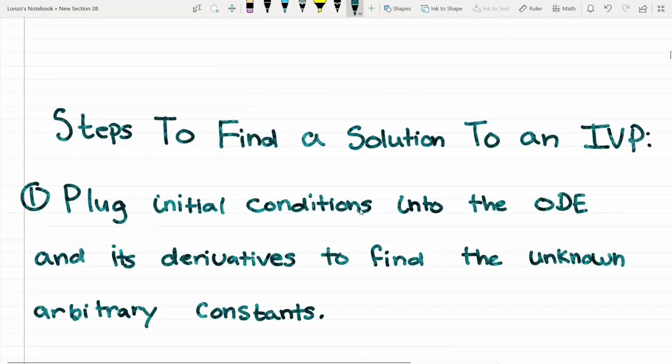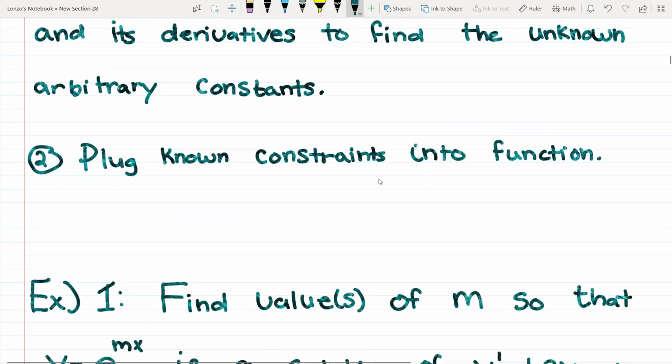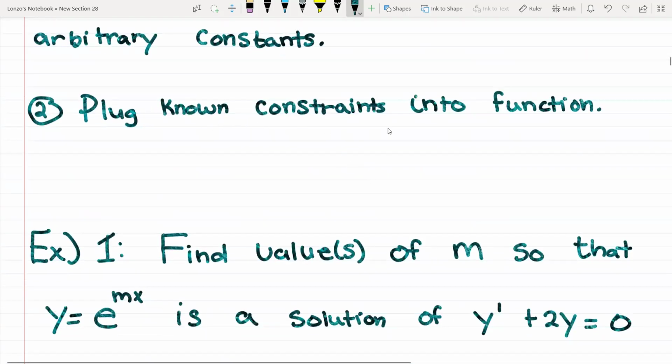Steps to find a solution to an IVP. This is your constant, that's what you're trying to find. Plug the initial conditions into the ODE and its derivative to find the unknown arbitrary constants. This is where you have to find the C1 or C2. And then plug the constants into the function.